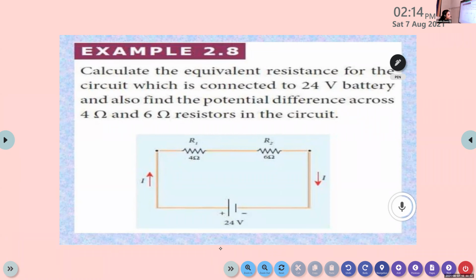Now you copy down the question, Fizan. Calculate the equivalent resistance for the circuit which is connected to a 24-volt battery, and also find the potential difference across 4 ohm and 6 ohm resistors in the circuit.